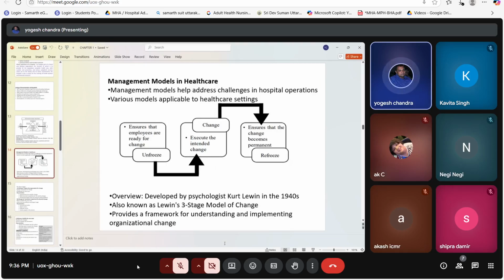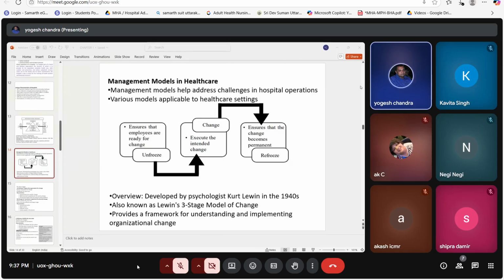Now we have to see what, as an administrator, we have to do and think in the unfreeze stage. Suppose you want to change something in the hospital. You can take an example of the hospital. If you have any idea or want to suggest any change, I can take that change and explain it in terms of this Lewin model.